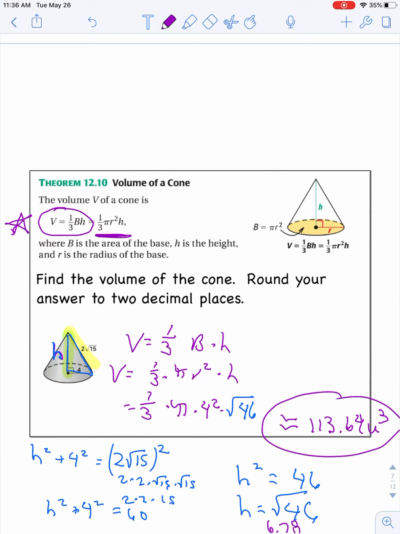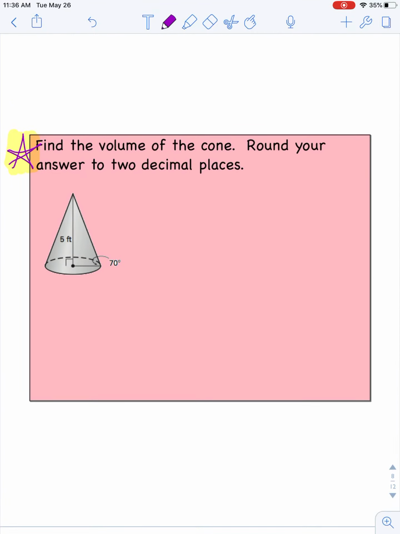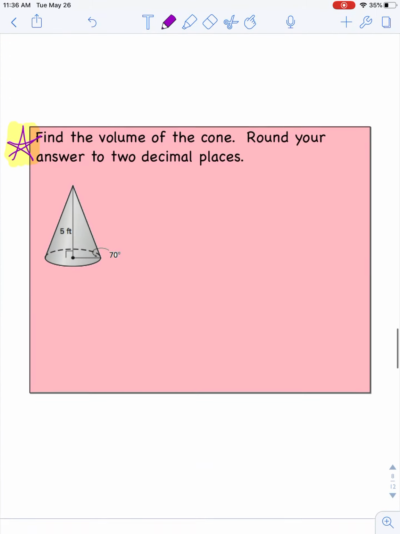So, let's move on to another example. I'm just finishing calculating this. Yeah, this is with the square root of 46. So if you do it with 6.48, you're going to get a slightly different answer. Again, here's one where I will work out the problem with you, and then we'll have another one next that you can try on your own.